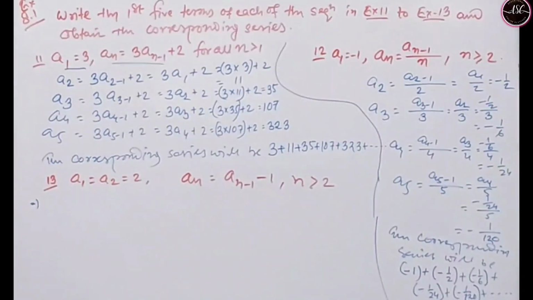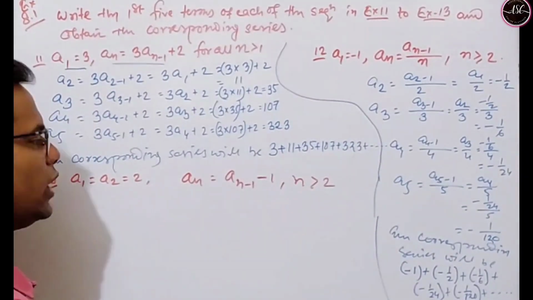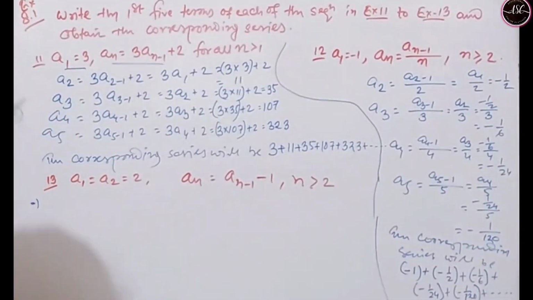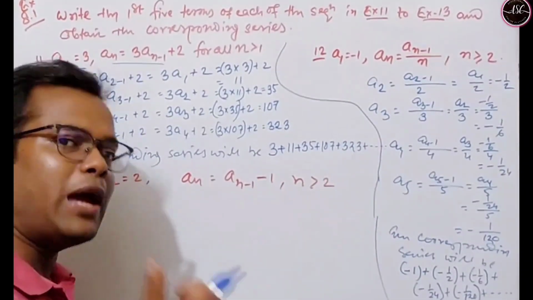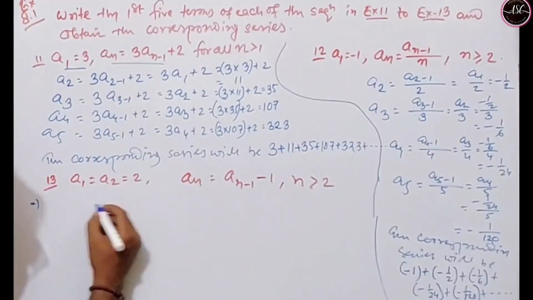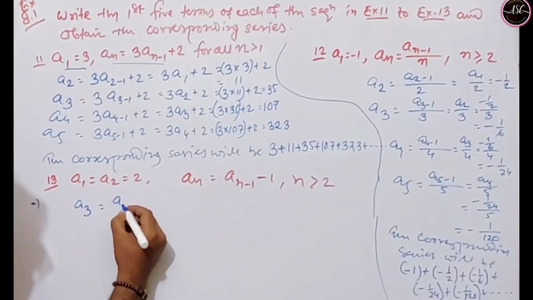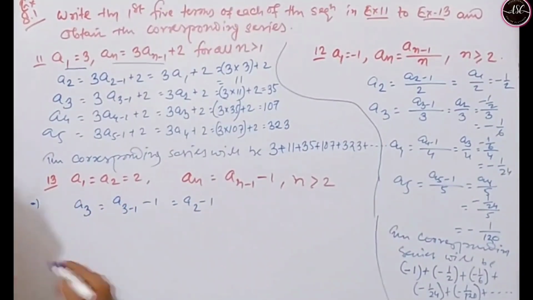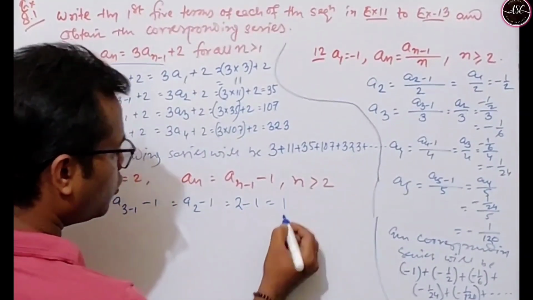And for this, here A1 is equal to A2 equal to 2, An is equal to A(n-1) minus 1 and n greater than 2. So here we will take the value of n after 2, that means from 3. Okay. So A3 equal to A(3-1) minus 1, that means A2 minus 1. Here A2 equal to 2, so 2 minus 1 equal to 1.